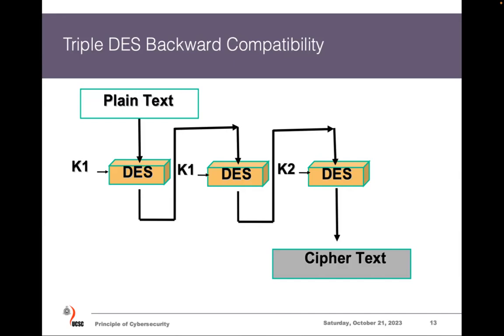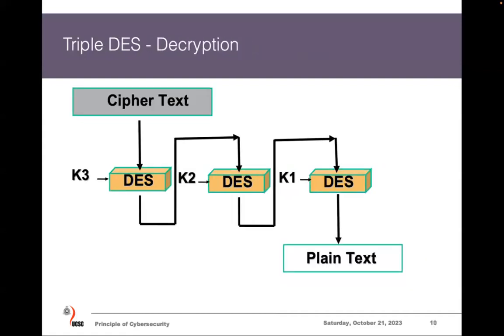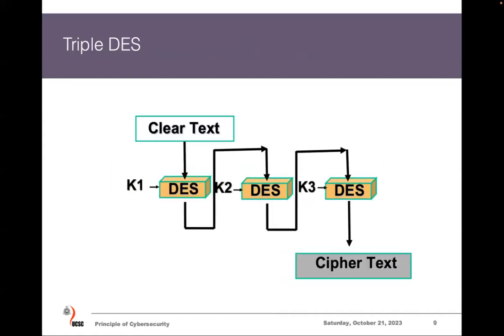Otherwise, we cannot do the communication. So as you see, we can do downgrades, or we can have backward compatibility by giving the same key in two consecutive rounds. So if I go back here, how we do it in triple DES.